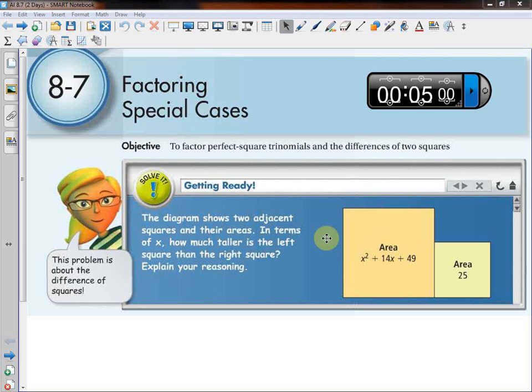Today we're just looking at the first part here, which is to factor perfect square trinomials. So hit pause, start this warm up. When you're ready, we'll move forward.